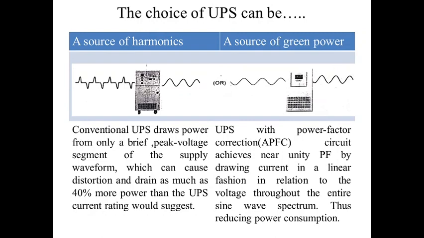a source of green power. Conventional UPS draws power from only a brief peak voltage segment of the supply waveform, which can cause distortion and drain as much as 40% more power than the UPS current rating would suggest. UPS with power factor correction circuit achieves near unity power factor by drawing current in a linear fashion in relation to the voltage throughout the entire sine wave spectrum, thus reducing power consumption.